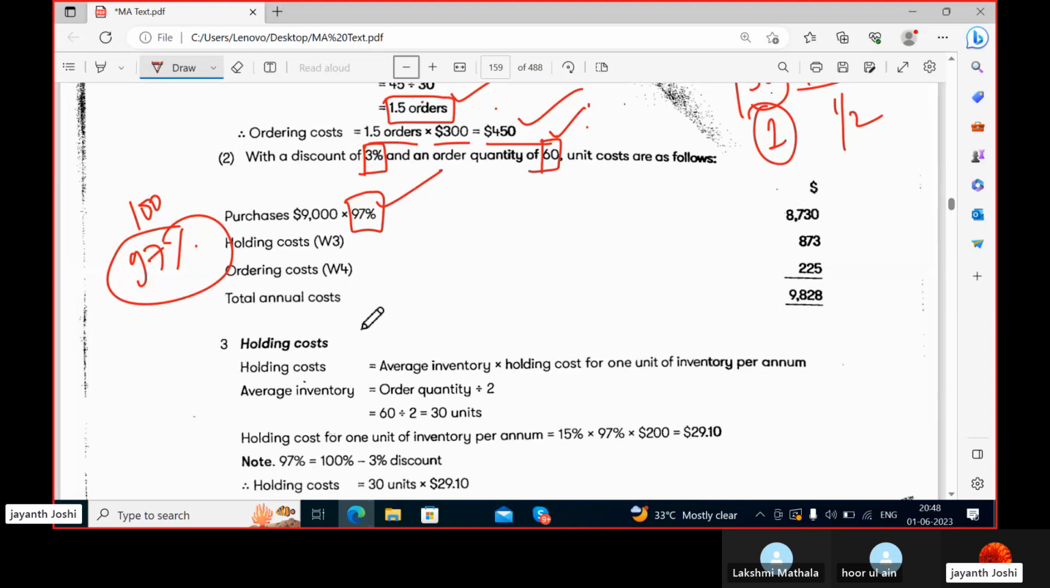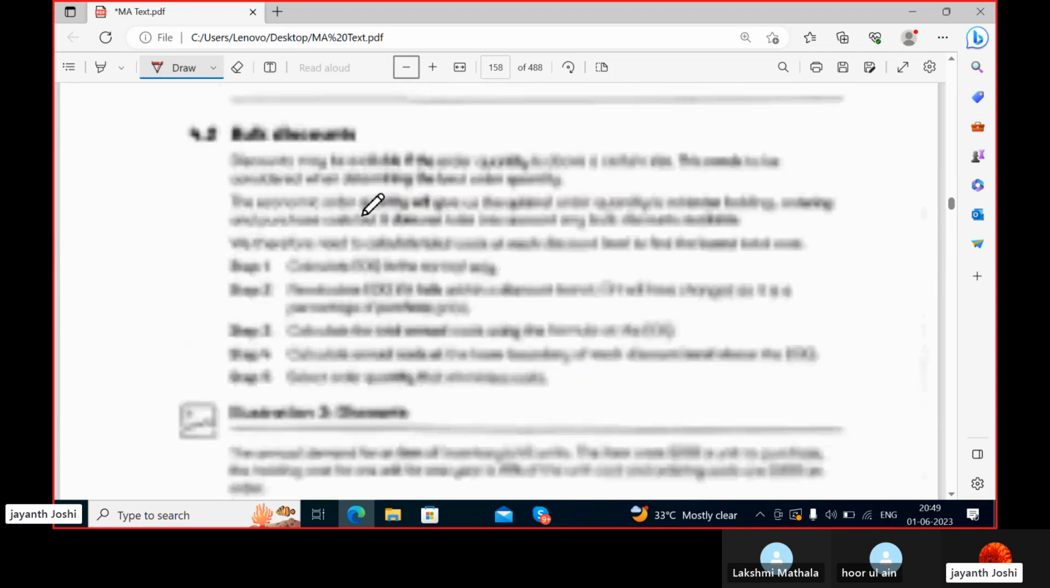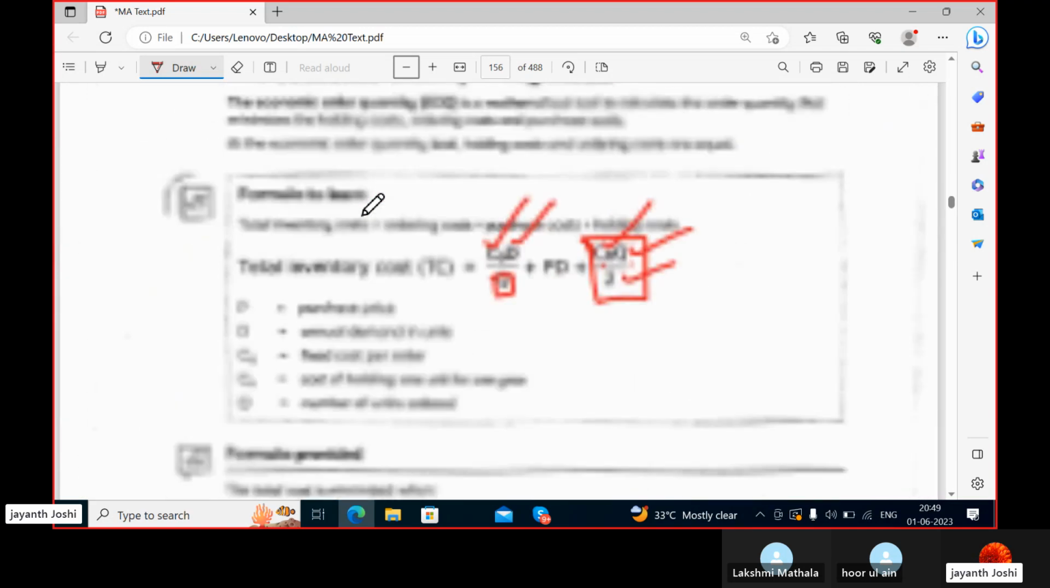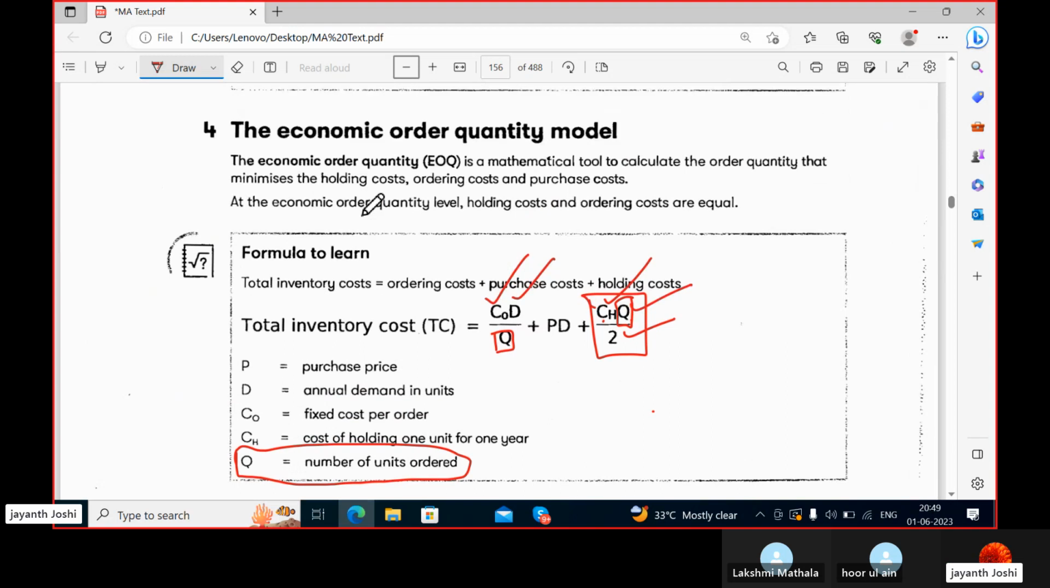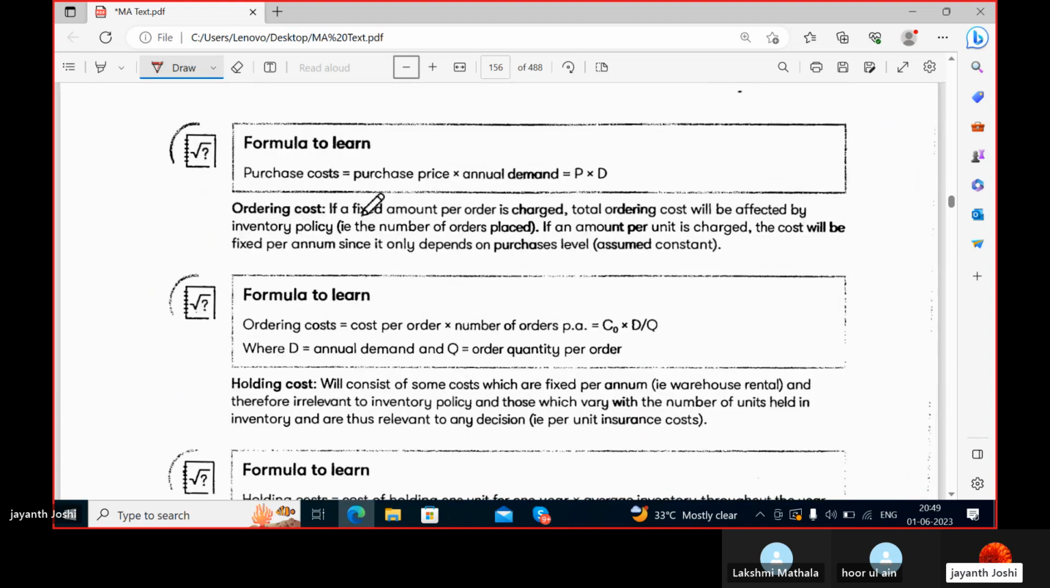Okay. Now, see, there is no change in the purchase price. The purchase price is very clear here. The purchase price is going to be the same. Because you should understand the formula for purchase cost. So here I will show you the formula. Purchase cost, purchase price into annual demand. This is not going to change.